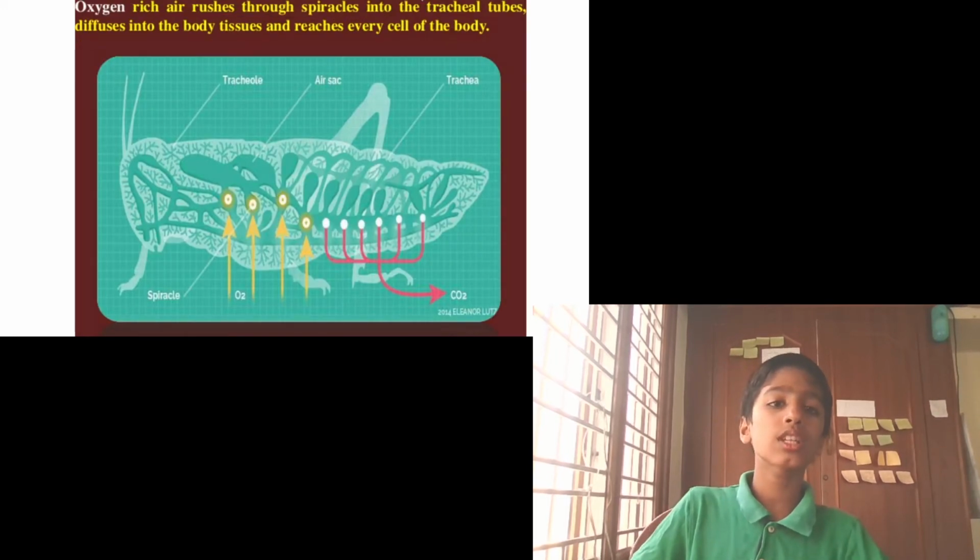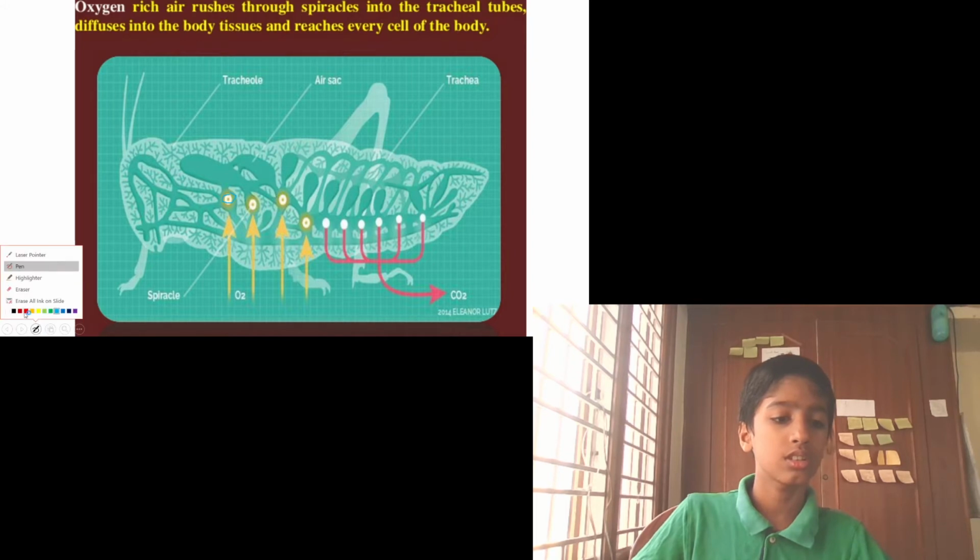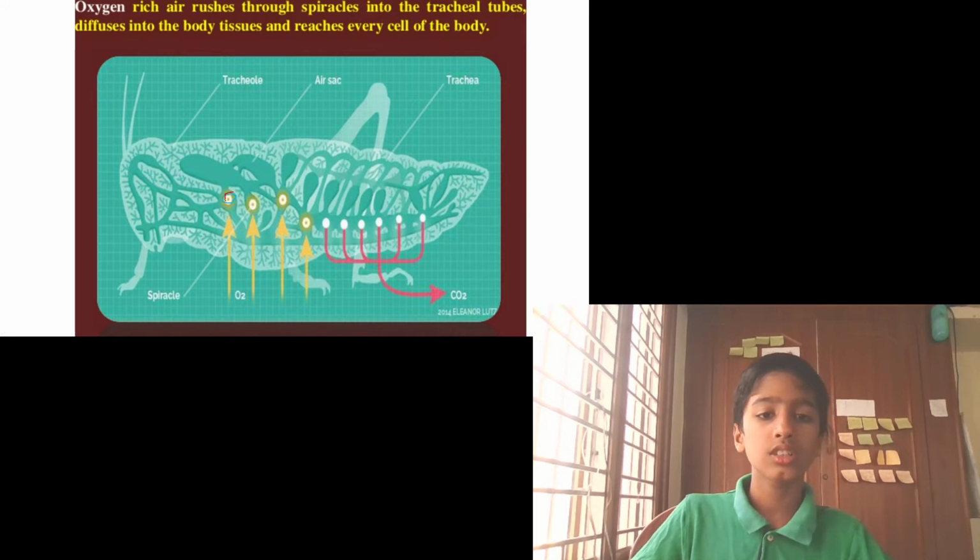Now oxygen-rich air rushes through the spiracles into the tracheal tubes. So these are the spiracles. Can you see here? Okay, these are the spiracles. I'm marking it.